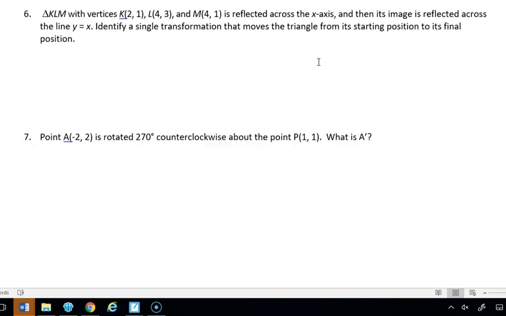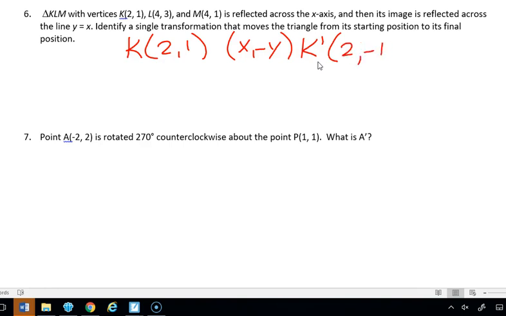Number 6 says triangle KLM with vertices of 2, 1, 4, 3, 4, 1 is reflected across the x-axis. Then its image is reflected across the line y equals x. Identify a single transformation that moves the triangle from its starting point to its final point. Now we only have to use one of these points. So let's use K. So K was 2, 1. And again, we're going to use our rule across the x-axis. That's going to be x comma negative y. That's the rule. So that's going to take us to K prime. So that's going to give us 2, negative 1.